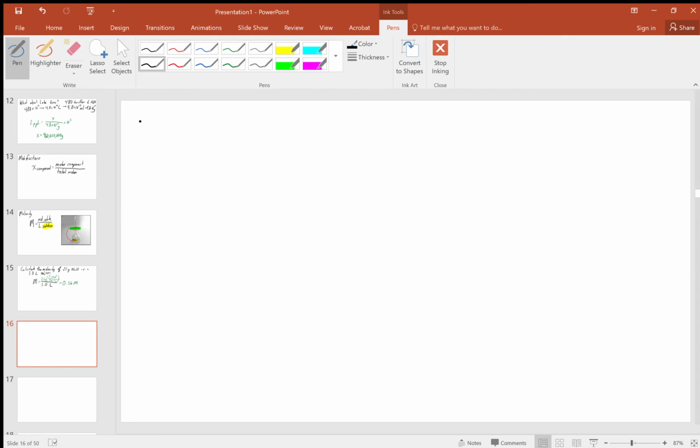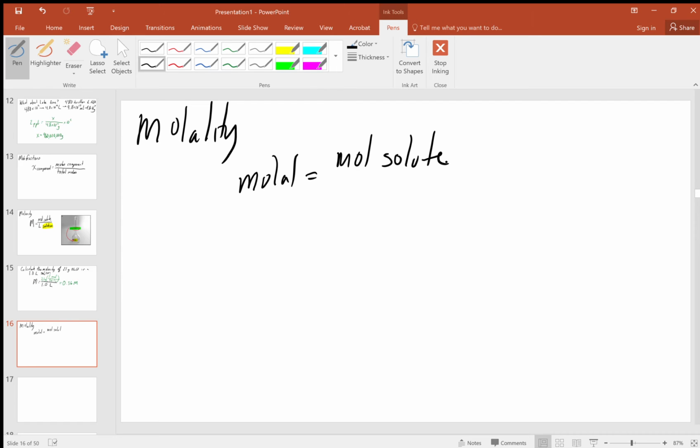Now, very similar to molarity is molality. Molality, which we don't really have much of an abbreviation for, it's usually abbreviated as molal, is again moles of solute in the numerator. But in the denominator, we get kilograms of the solvent. So why the difference?